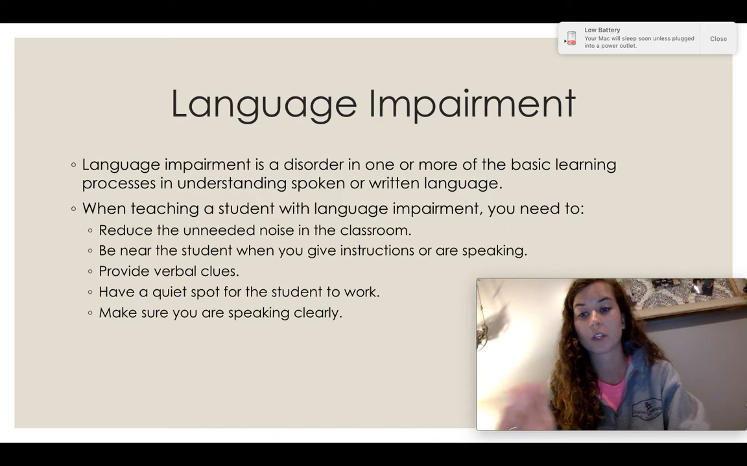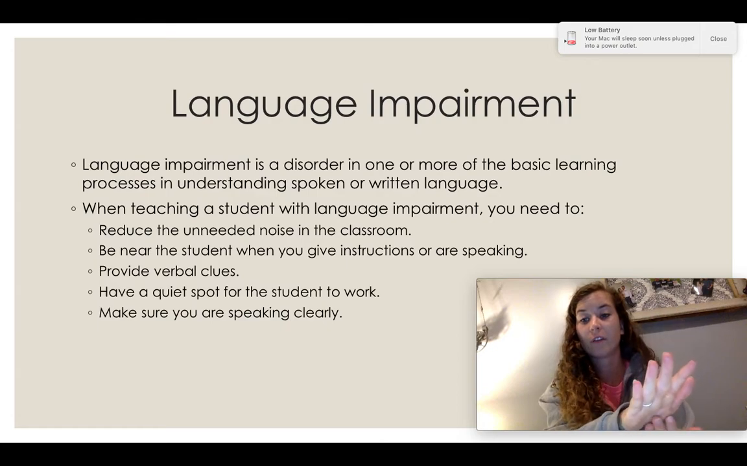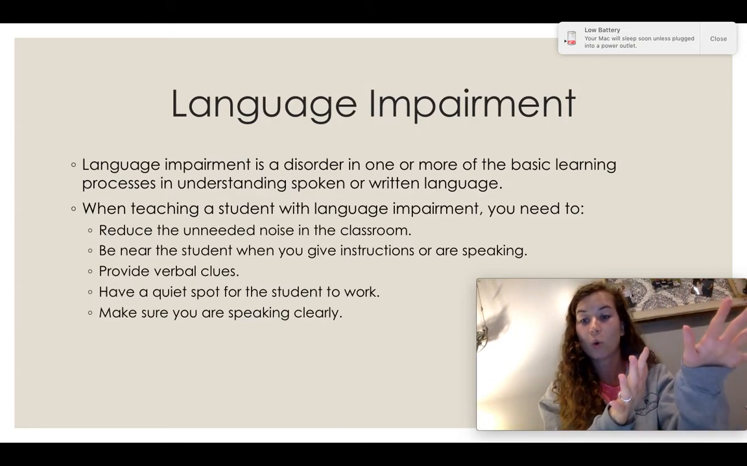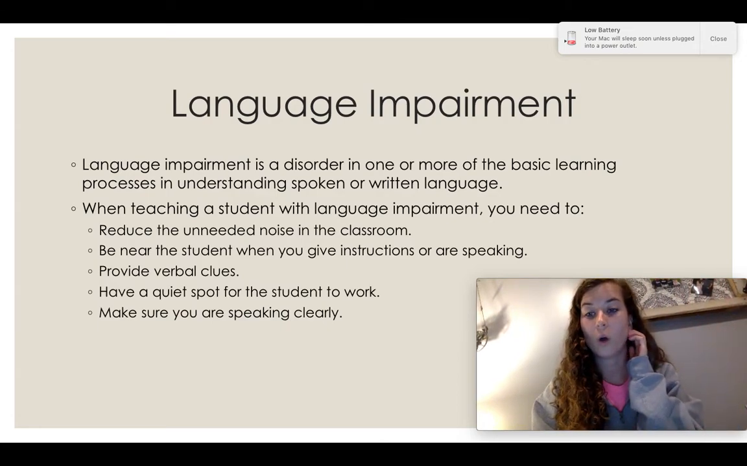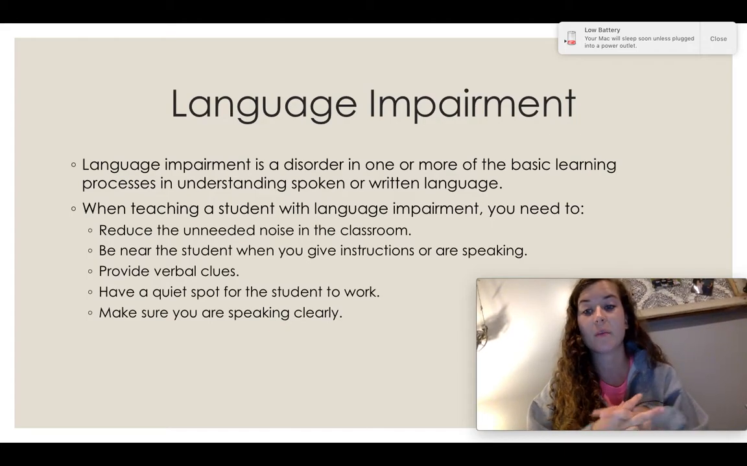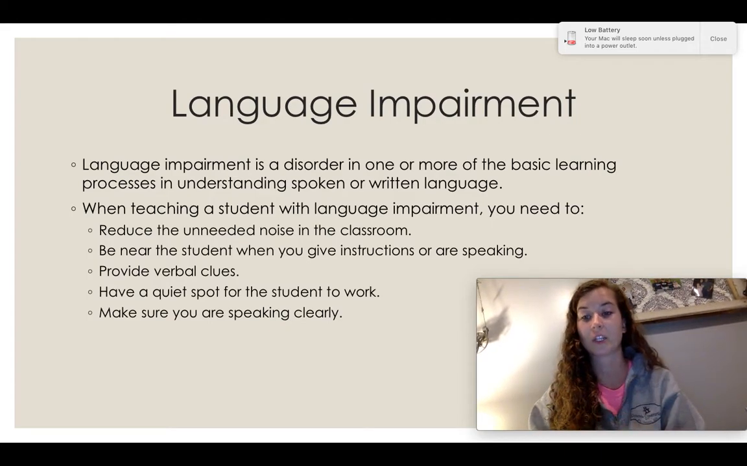It's also important that you seat these students in the front of the classroom. Provide verbal clues. Have a quiet spot for the student to work. Maybe in the front of the classroom, but towards a corner where they have their own little area to work. And then make sure you're speaking clearly. Make sure you're not talking too fast or anything like that.